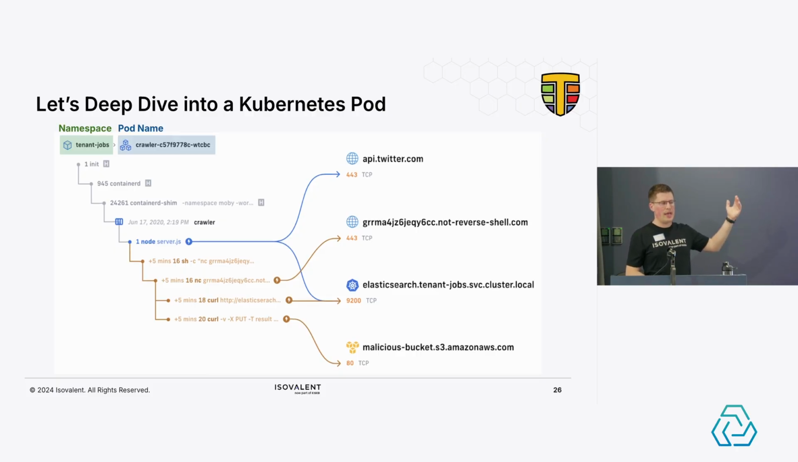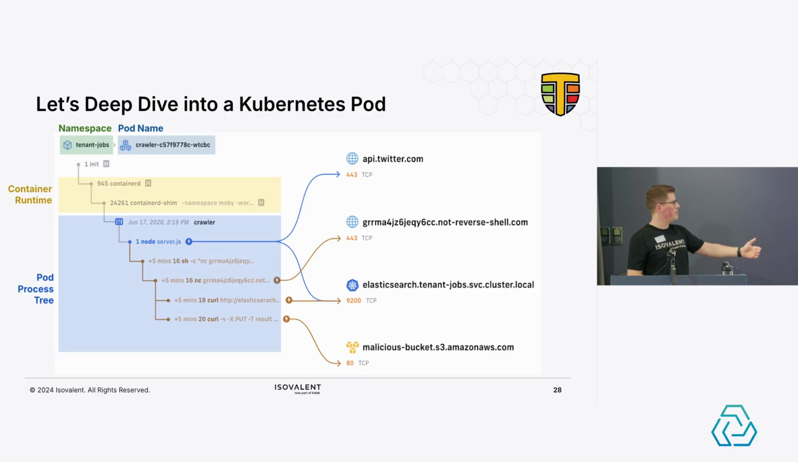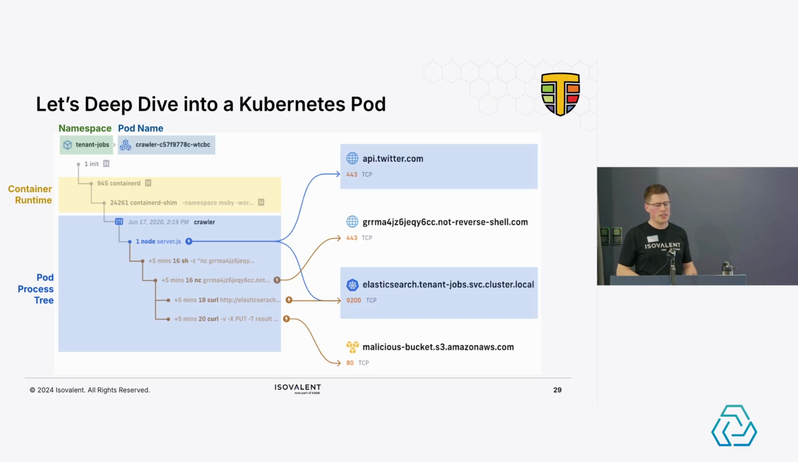We have a namespace where we have a crawler pod in it. It's started through the container runtime, so we see the full process ancestry tree. We see the process tree within the pod. And here, for example, we see the PID1 of the container is a Node.js application, a server.js. And here we also see that it connects to API trader.com, to some internal cluster, even cluster internal Elasticsearch and so on.